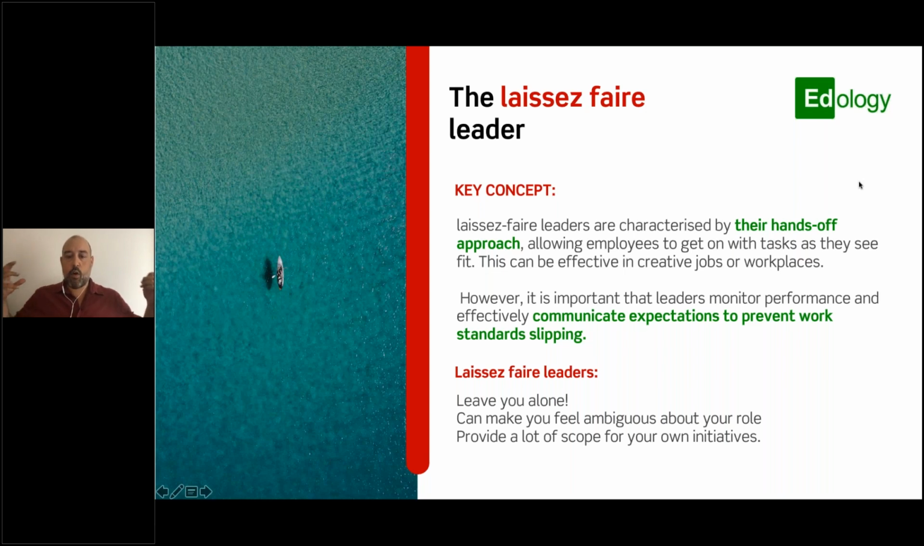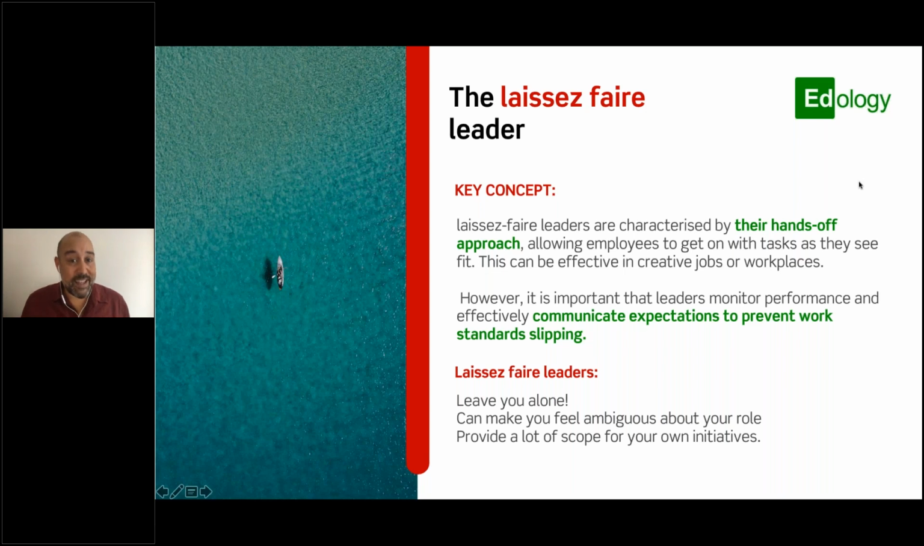Laissez-faire managers are great in organizations that have people with lots of experience, maybe in creative roles. I do appreciate a bit of laissez-faire management myself. It allows me to go on and be a bit creative and provides me scope for my own initiatives.